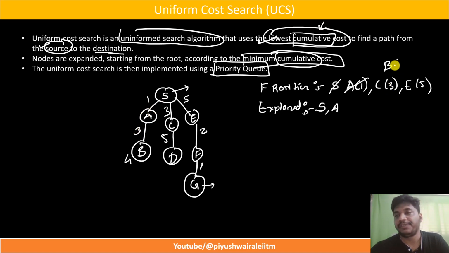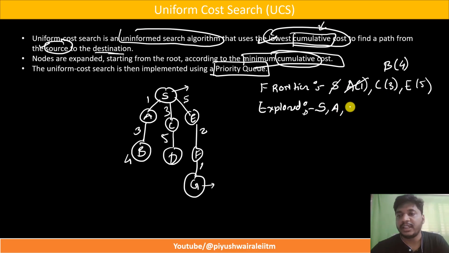So that is basically 4 here. It's a cumulative cost, not a 3. Okay, so please keep a note of it. It is a very important point, right? Now once we added B in the frontier, now look at the frontier queue. Which one is having the lowest cost? Which node will be given priority? Basically C, because C is having the lowest cost, right?